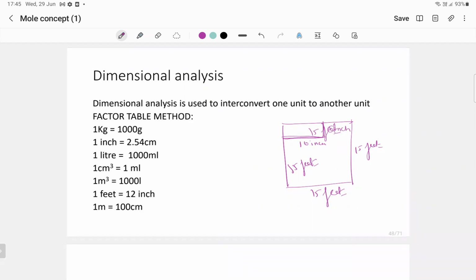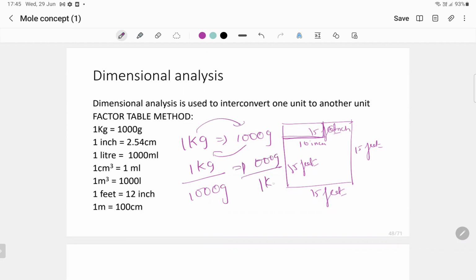So with these conversions, what is the factor table method? 1 kilogram equals 1000 gram means you have to make it in a factor form: 1 kg divided by 1000 gram, either this way or 1000 gram divided by 1 kilogram. In this way you have to use it in the conversions. Clear?